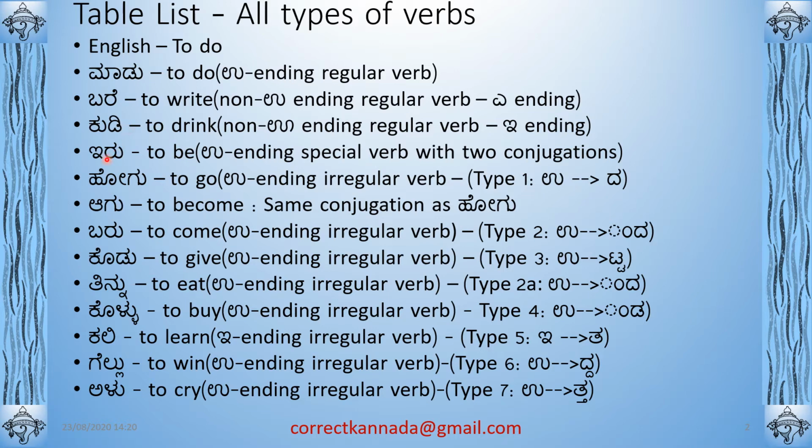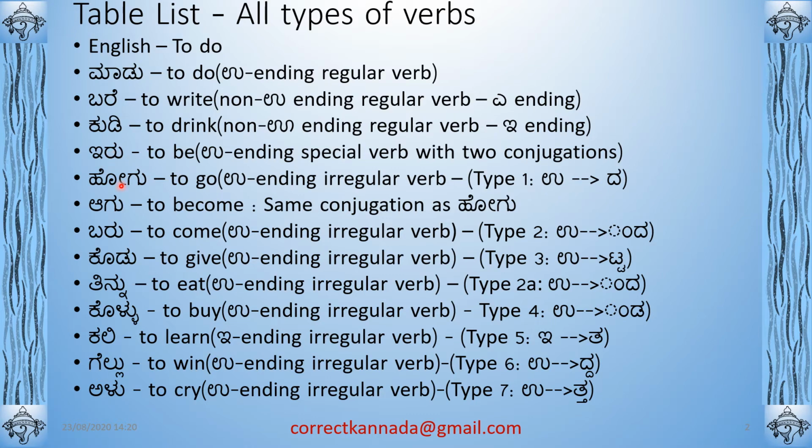Then we have this special verb called Iru. Iru is 'to be'. Iru has two conjugations, that's why it's very special, so it has been handled separately. And Iru is also needed for all complex tenses, because the second part of all complex tenses, like present continuous, past continuous, future continuous, or present perfect, past perfect, future perfect, will have the Iru verb in its simple tense. So that's why the Iru verb is super important.